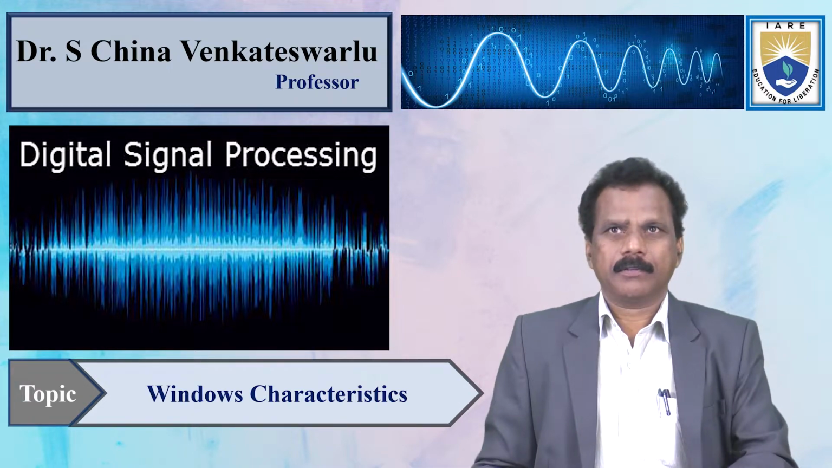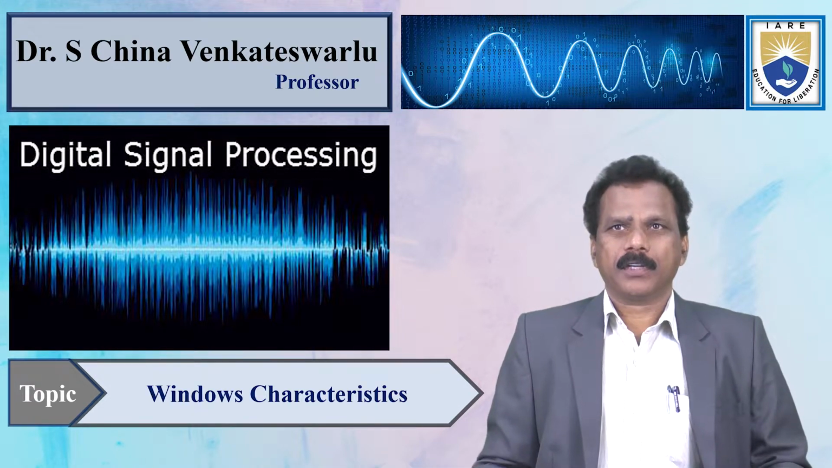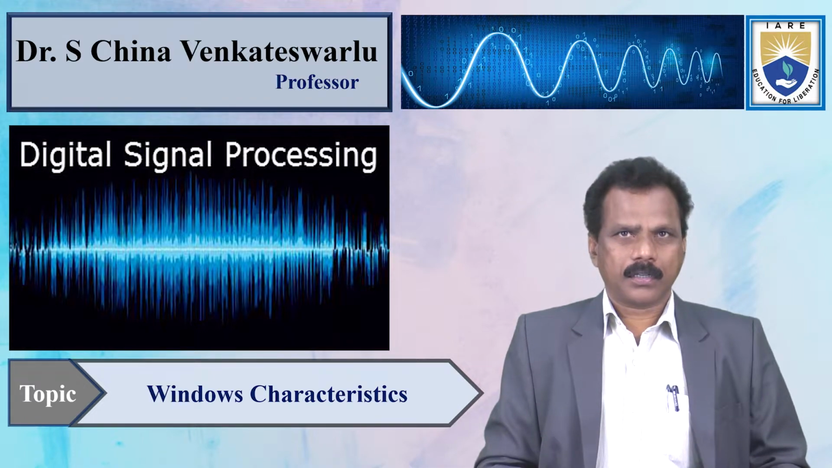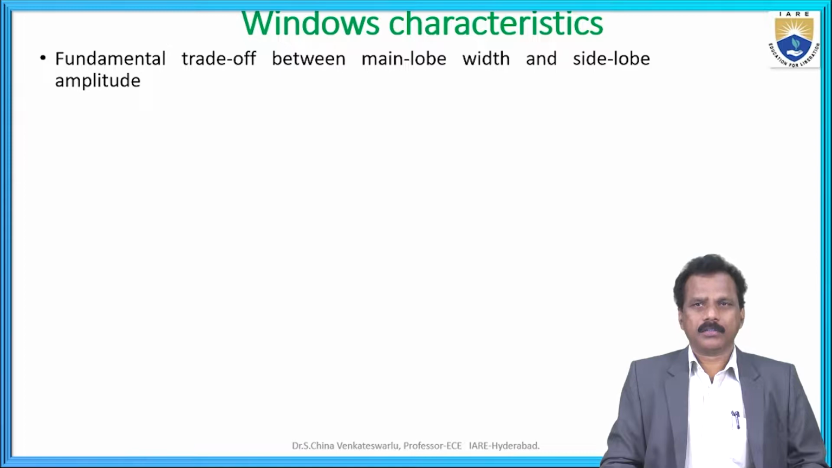Today we will be discussing windowing characteristics and windows. We know that all windows are basically used for designing finite impulse response filters. So, using all these windows like Hamming, Hanning, and Kaiser window, what are the major characteristics, and what things are required for designing non-recursive filters?